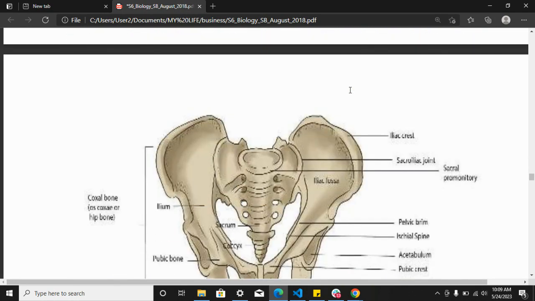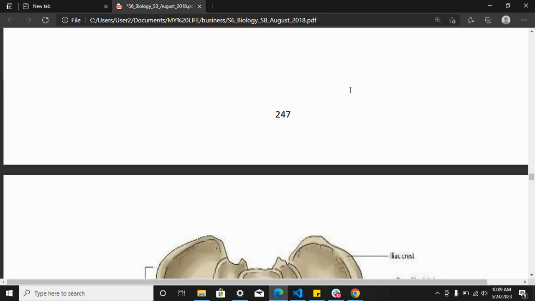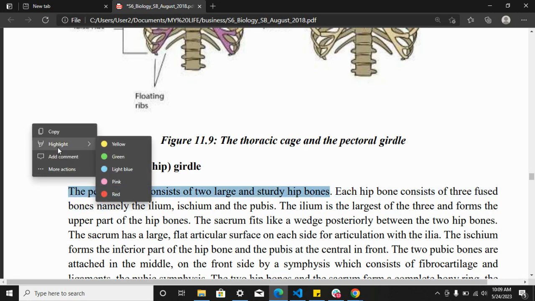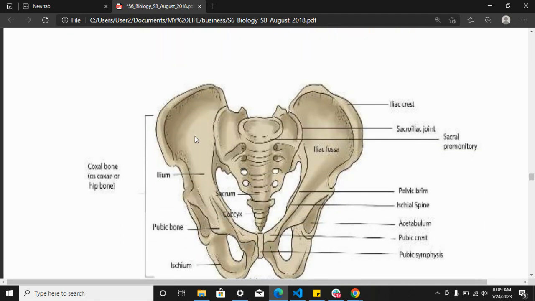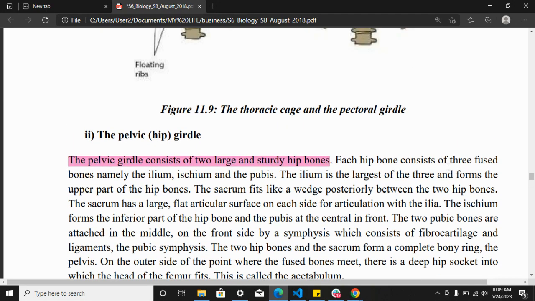Noneho indi region tubona muri appendicular skeleton ni hip cyangwa se pelvic girdle, sibyo? So it consists of two large and sturdy hip bones. Ifite ama bones abiri manini, sturdy hip bones, arizo actually nini. So urumva ni bone imwe kuri side y'iburyo, indi ku bumoso, sibyo? They are very large. Noneho these bones consist of three fused bones, namely ilium, ischium and pubis.